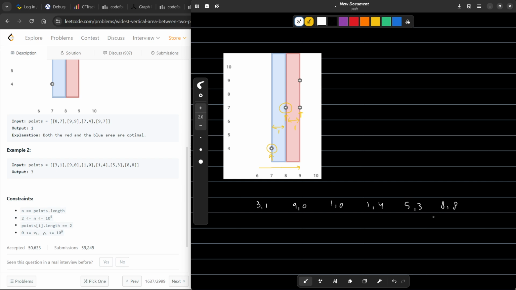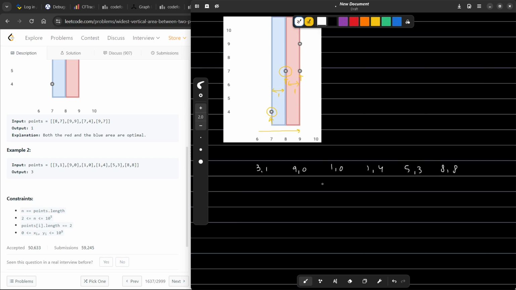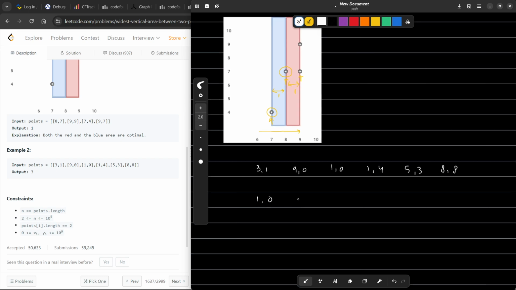So now I'm just going to sort this according to the x coordinates. So the smallest one is 1, 0, then we have 1, 4, then after it we have 3, 1, then we have 5, 3, then we have 8, 8, then we have 9, 0, right? So I have tried to sort all the coordinates with respect to the x coordinate first, right? Now I can try to calculate the distance between two consecutive x coordinates. So between these two the distance is 0. Why? Because they will be essentially lying on the same x coordinate. It's just that it is at height 0, it is at height 4, right?